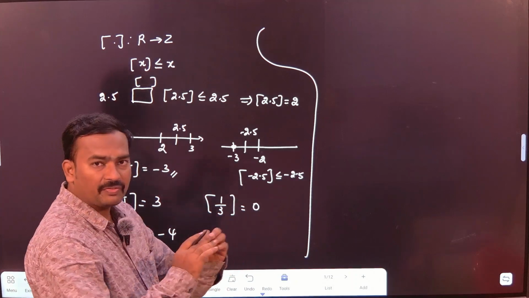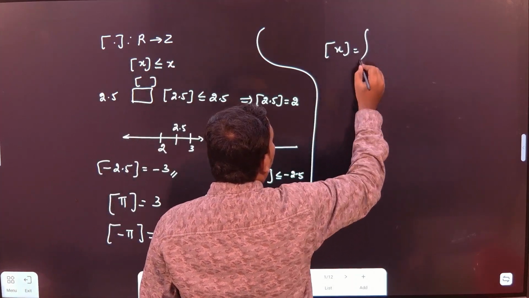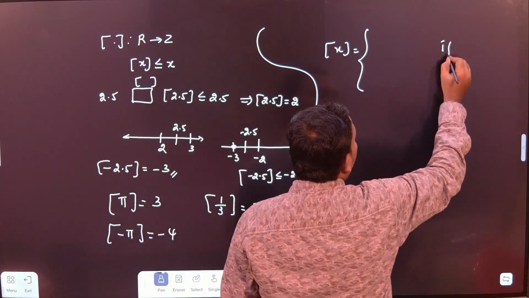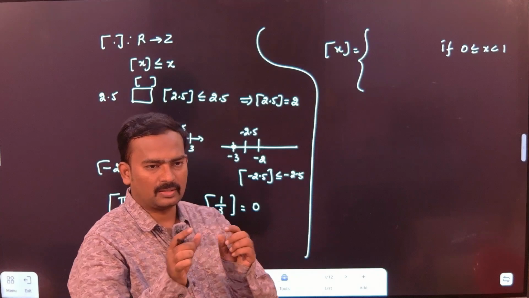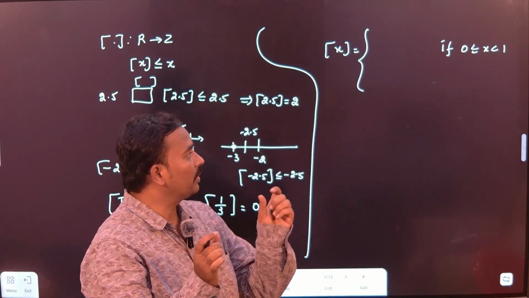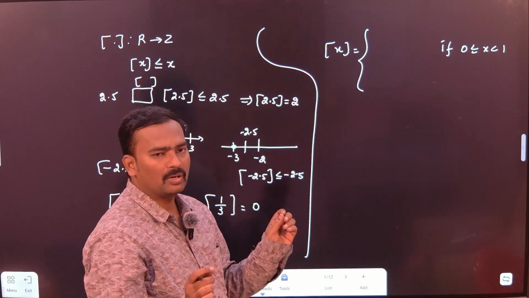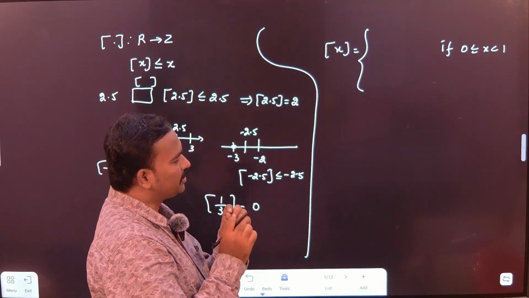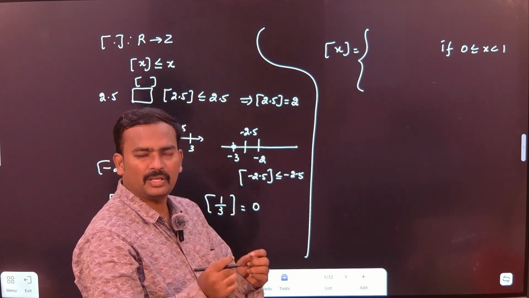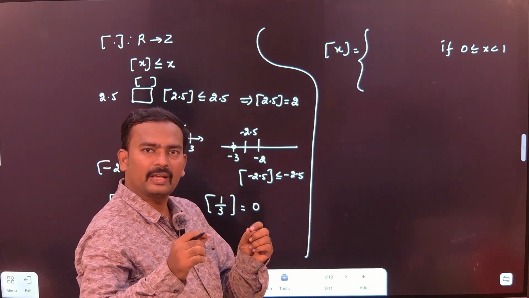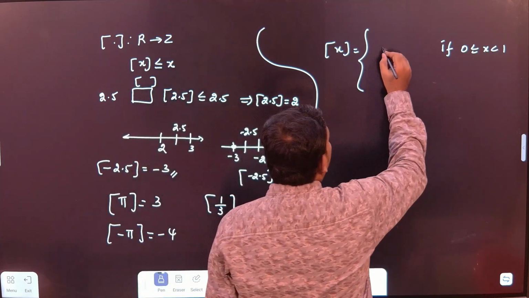Then how to define the greatest integer function? You can see it is defined like this. Suppose I take x from 0 to 1, with 0 included and 1 not included. If you take any real number in this interval, you will get 0, right? Because for 0.5, the greatest integer will be 0. If I take 0.999, you get 0 only. You should not include 1. So it will be 0.